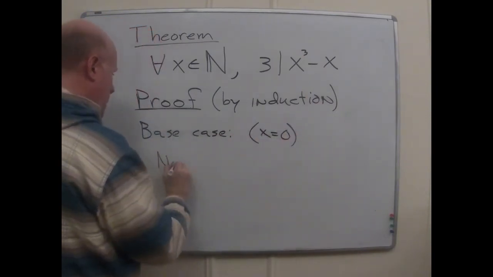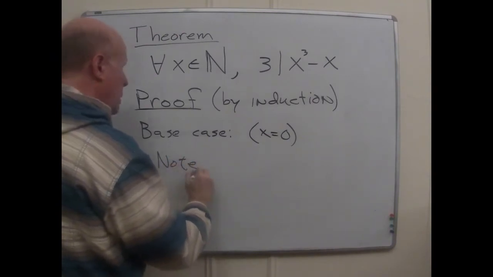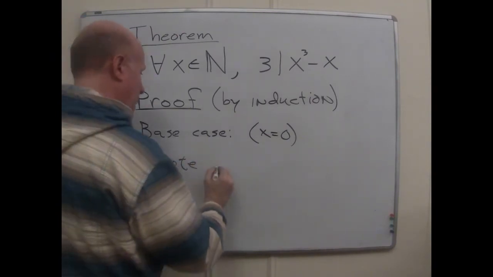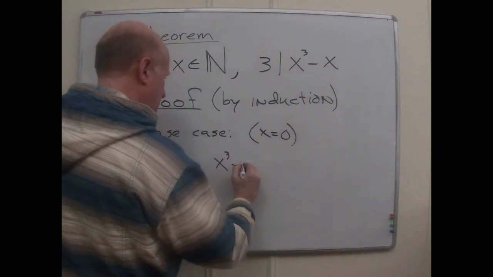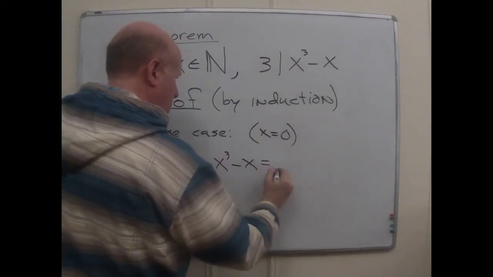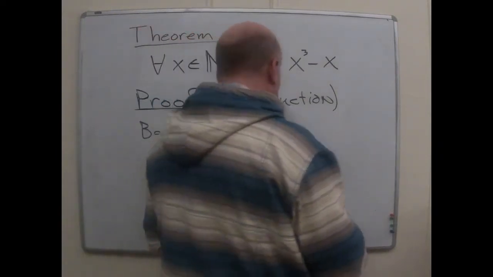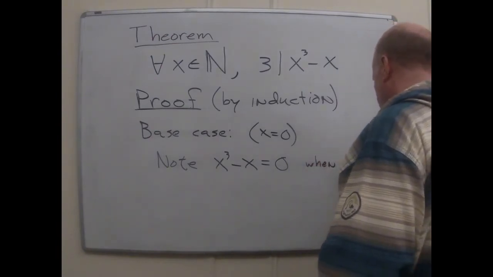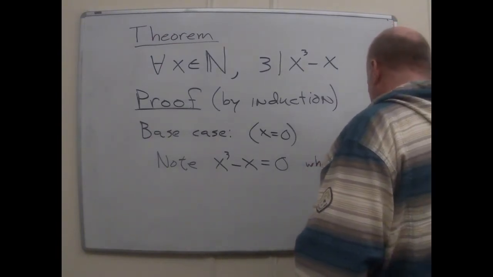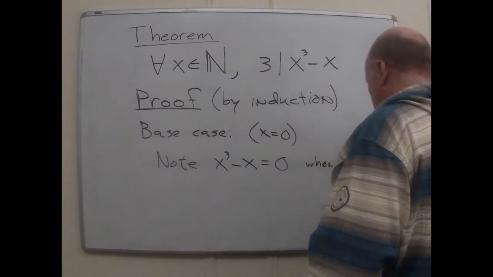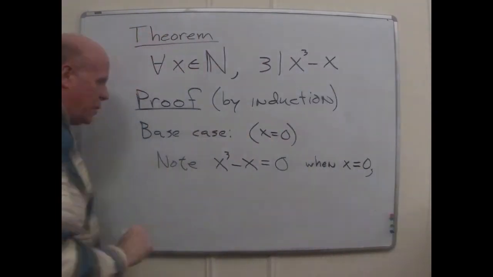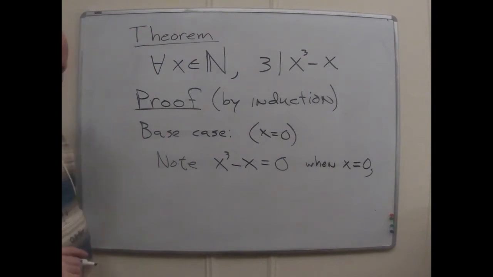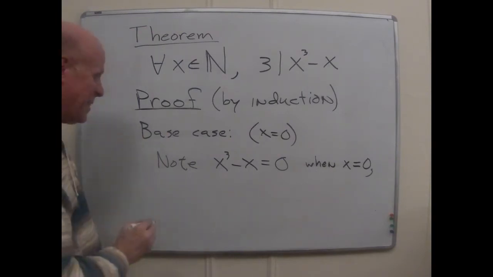And notice that x cubed minus x is equal to 0 when x equals 0. Well, just made a comma there. And one other thing, doesn't 3 divide evenly into 0? Yes, it does.